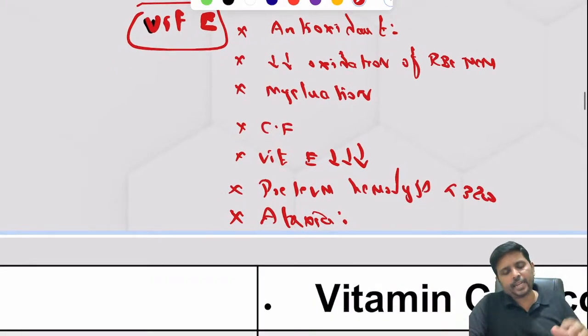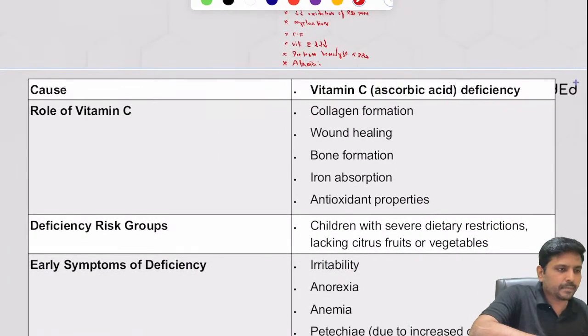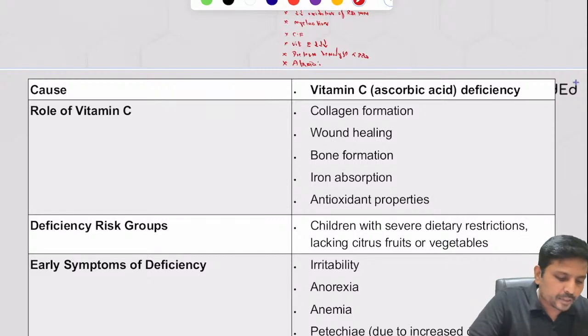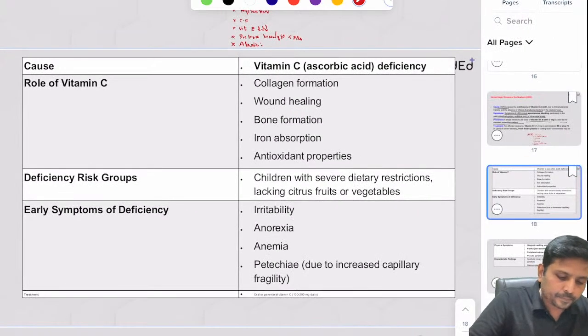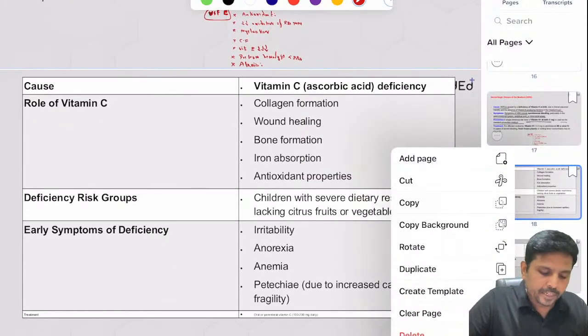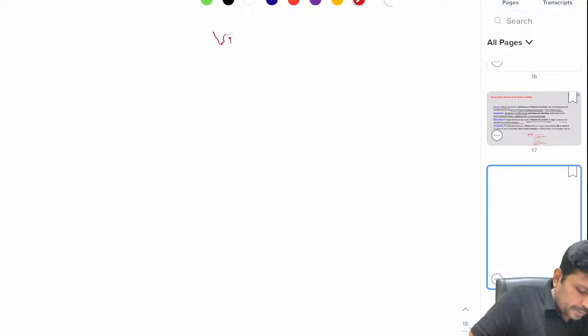So A, D, E, K are over, now C. So what are all the things that we know before going to see this vitamin C? Let's see. Vitamin C. So vitamin C is nothing but, as you all know, ascorbic acid.